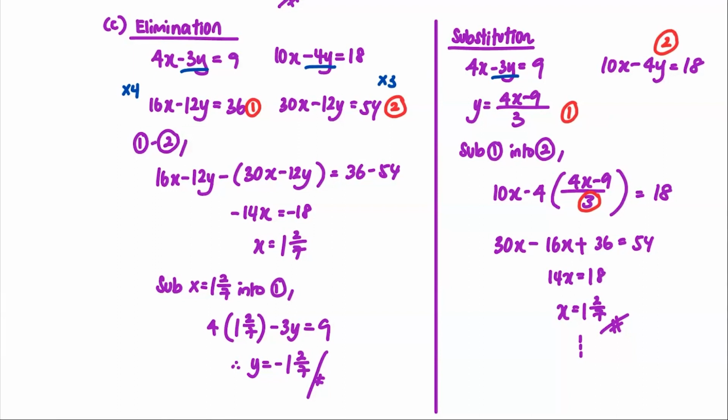Everything by the 3, right? Then there's the 4x minus 9, also times 3. Okay, it does. So when you times 3 to this fraction here, the denominator disappears. Oh, that's why it's like that. Next, good question.